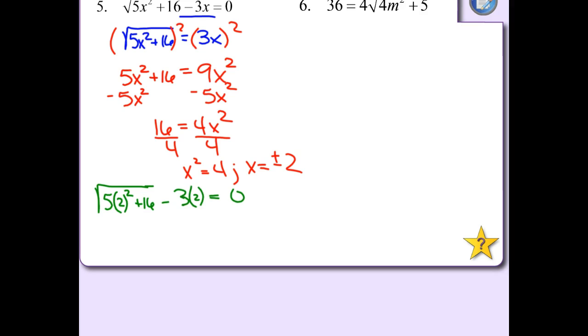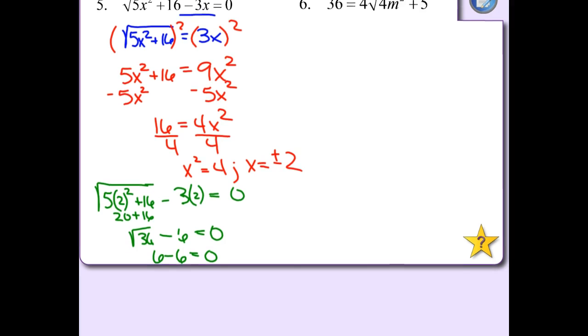And this x is going to be 2. So what do we got? This is going to give me 4. 4 times 5 is 20 plus 16. So we've got the square root of 36 plus 3 times 2 is 6. Actually, minus. So we're going to get 6 minus 6, which does equal 0. Okay, so positive 2 works.